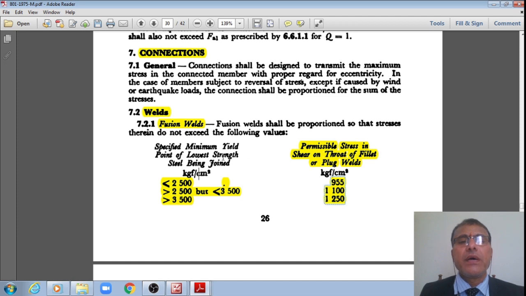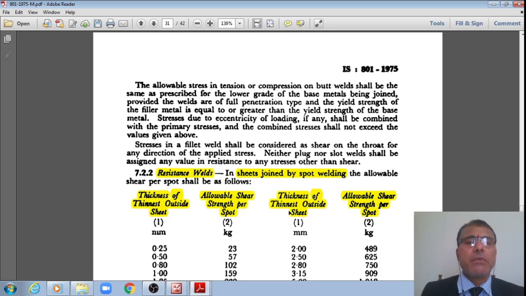And if the yield stress is greater than 2500 and less than 3500, then the permissible shear stress is equal to 1100 kg force per centimeter square. And if Fy is greater than 3500, then the permissible shear stress is equal to 1250 kg force per centimeter square or 125 Newton per mm square.